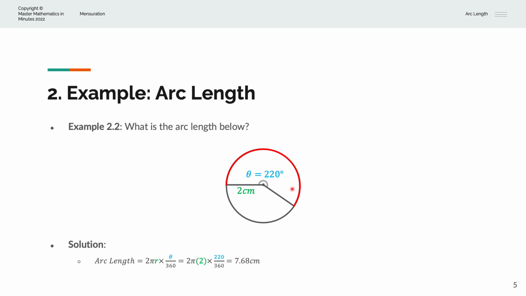So we have arc length is equal to 2 pi r multiplied by theta over 360. And that is equal to 2 pi, and we'll replace r by 2, because that is the radius of the circle, multiplied by theta, which is 220, over 360. And that is equal to 7.68 centimeters.